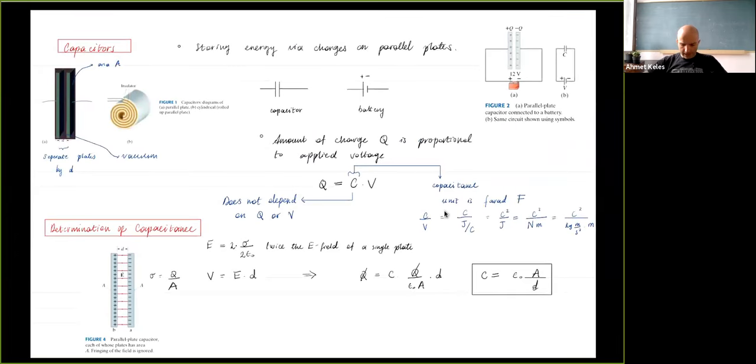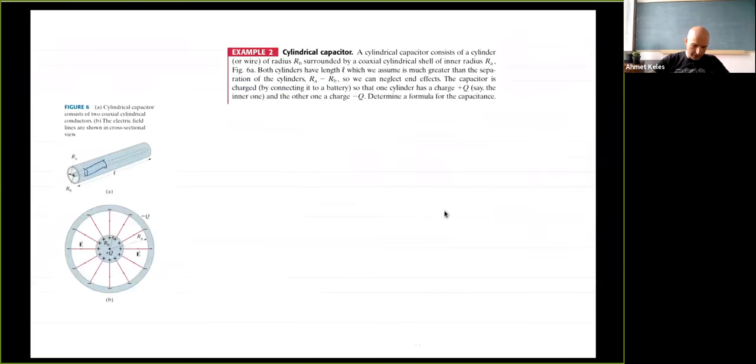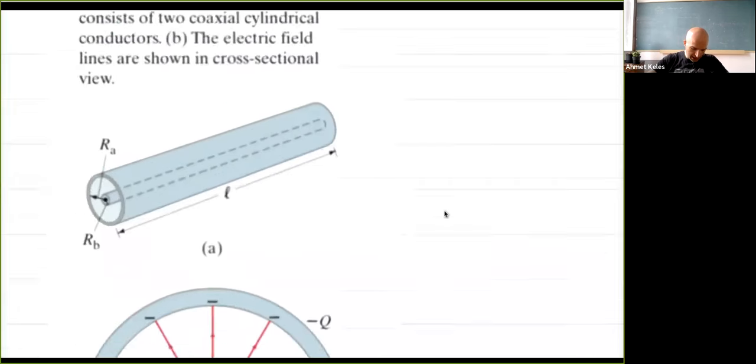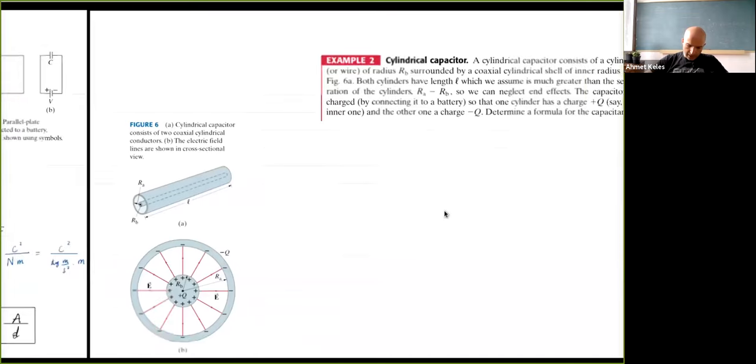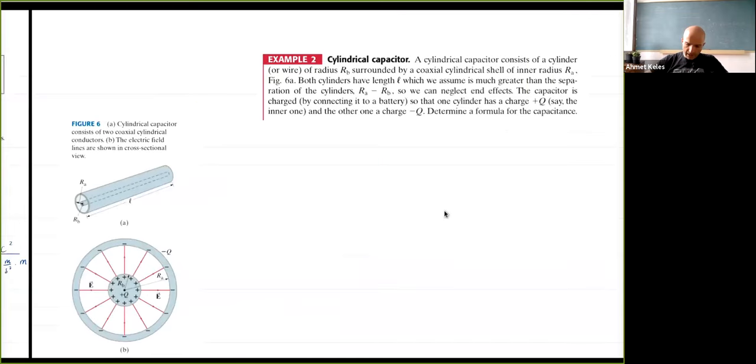So let's do some examples and see how this works. This is the first example, example 2 from your book. A cylindrical capacitor consists of a cylinder or wire of radius RB, surrounded by a coaxial cylindrical shell of inner radius RA. Both cylinders have a length L, which we assume is much greater than the separation of the cylinders, RA minus RB. So we can neglect the end effects, and think of these things as being infinitely long.